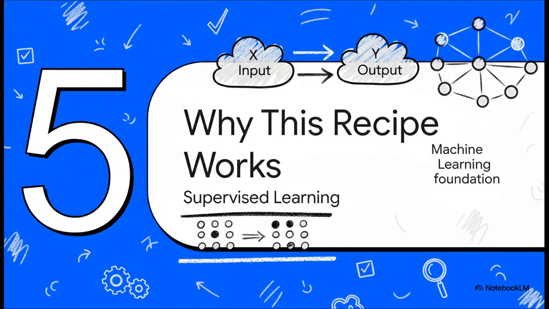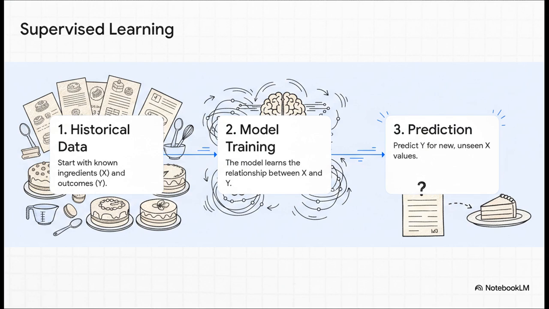So, why is this incredibly simple X to Y recipe so powerful? What's the big deal? Well, it's because this structure is the absolute bedrock of something called supervised machine learning, which is one of the most common and effective ways to make predictions today. Here's how it all works, in 3 simple steps. First, you start with a ton of historical data. Think of it as thousands of old recipe cards where you already know both the ingredients, the X's, and how the cake turned out, the Y's. Second, you feed all that data to a model, which trains by studying all those examples to learn the patterns. And finally, once the model has learned the recipe, you can give it a new set of ingredients, a brand new customer's data, and it will predict the final outcome for you.